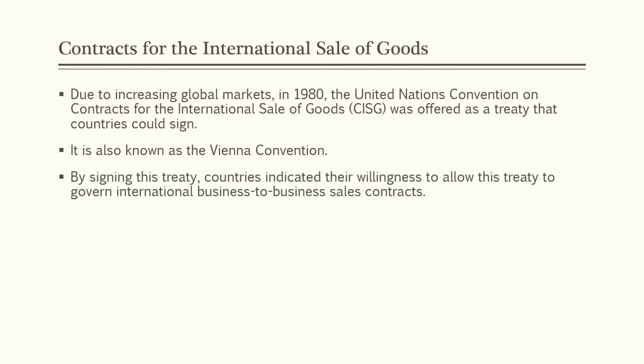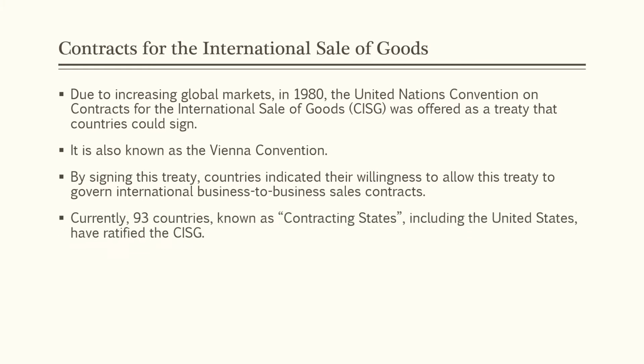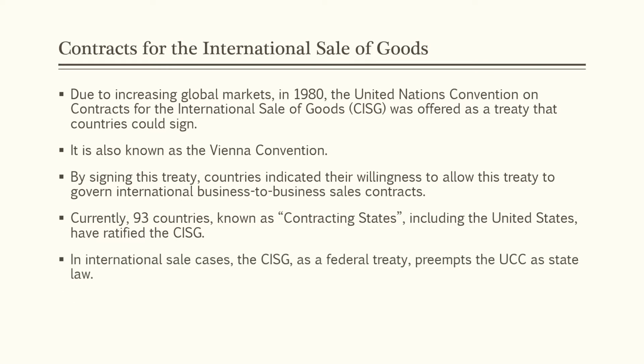By signing this treaty, countries indicated their willingness to allow this treaty to govern international business-to-business sales contracts. Currently, 93 countries, known as contracting states, including the United States, have ratified the CISG. In international sales cases, the CISG, as a federal treaty, preempts the UCC as state law. You might remember the concept of preemption from our earlier lesson.